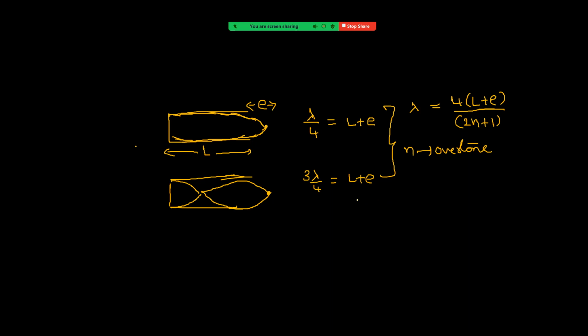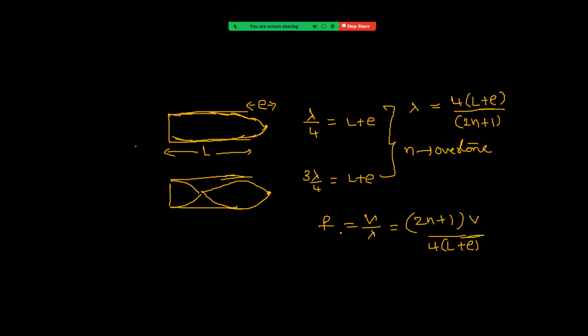Okay, right. Now frequency. Frequency is given by f equals v by lambda, where v is the speed of sound in that medium. Then see what we get. v by lambda means f equals (2n plus 1) into v by 4 into (L plus E).